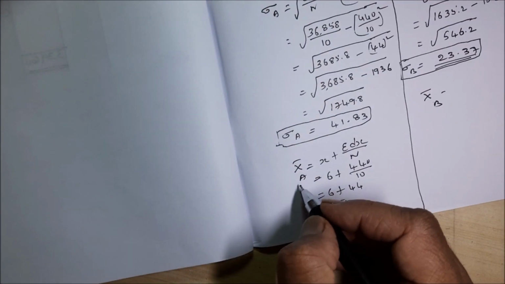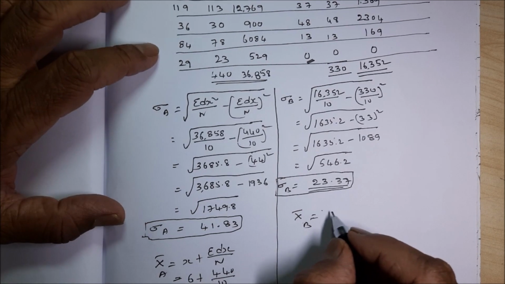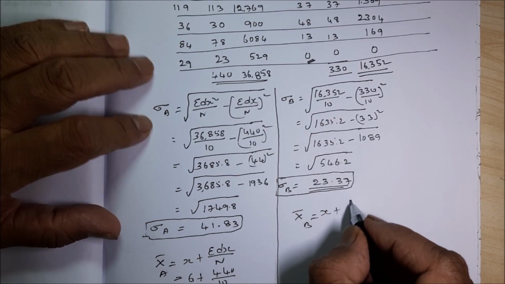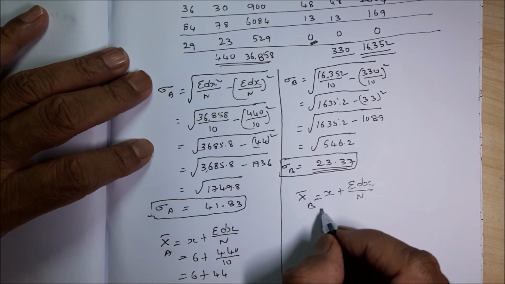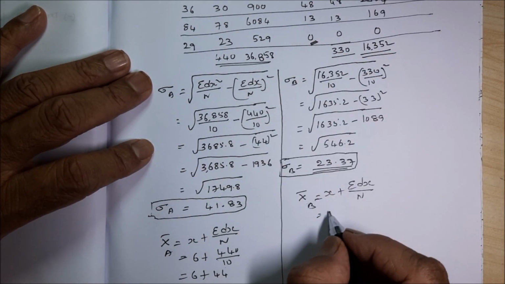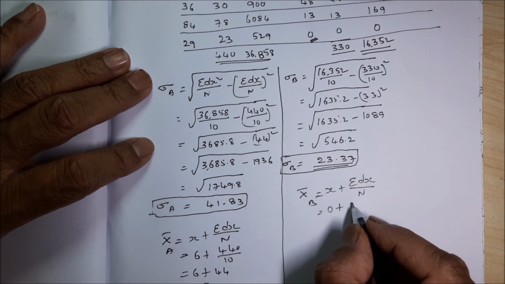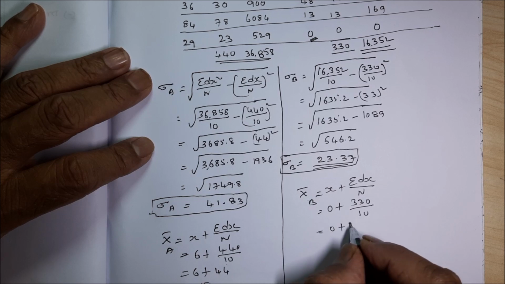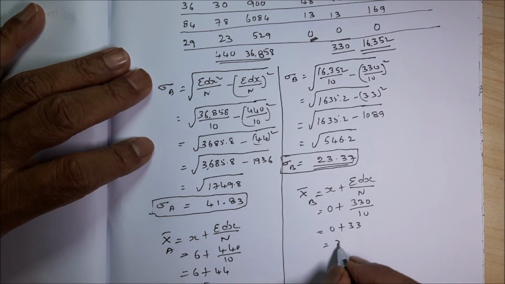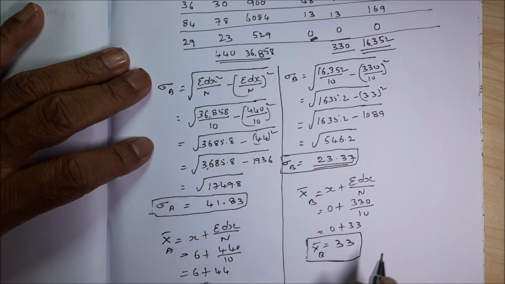Mean is equal to x plus sigma dx divided by n. Here we have taken 0 plus sigma dx. Sigma dx is 330 divided by 10, which is equal to 0 plus 33. So mean is 33. That is, B mean is 33.